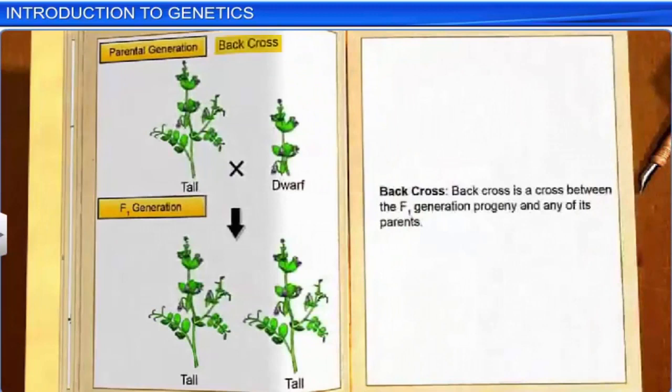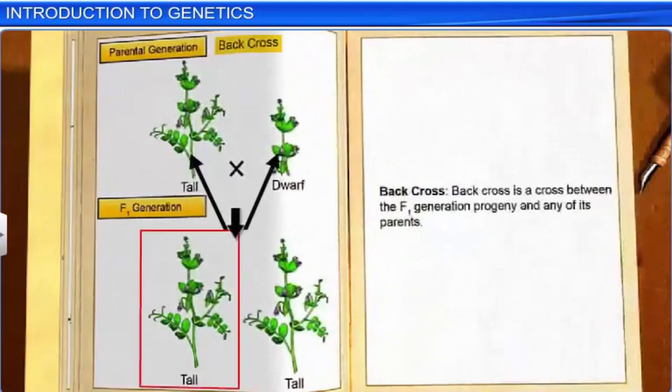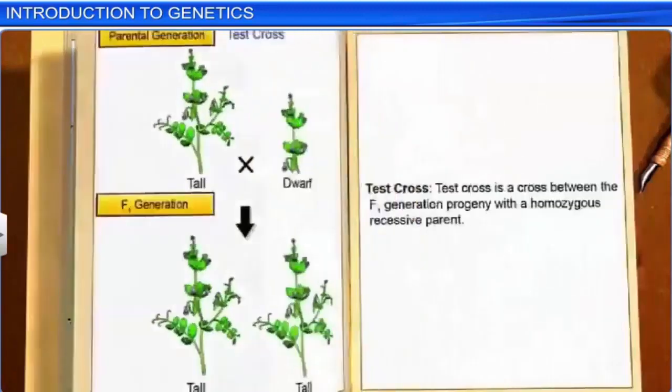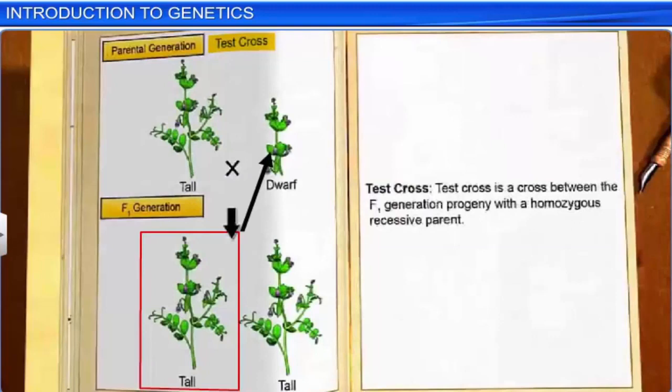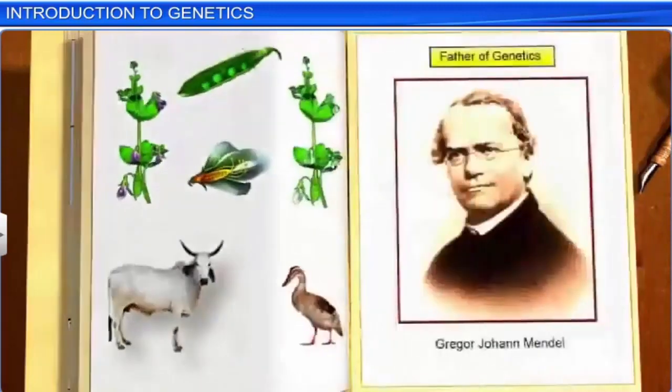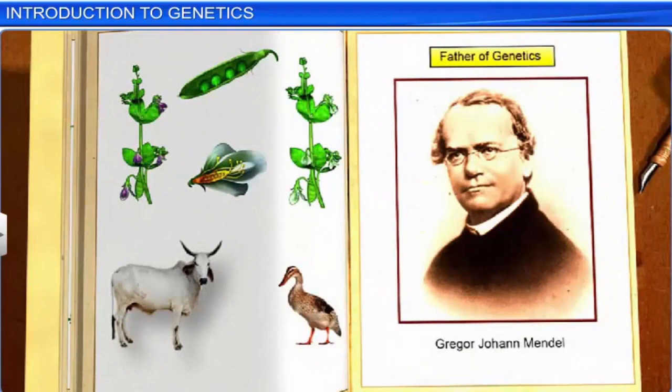A back cross is a cross between the F1 generation progeny and any of its parents, while a test cross is a part of a back cross between F1 individuals with a homozygous recessive parent, and it is performed to determine the unknown genotype. Thus, genetics explains how traits are passed on from parents to their young ones, and the principles governing genetics were discovered by Gregor Johann Mendel, the father of genetics.